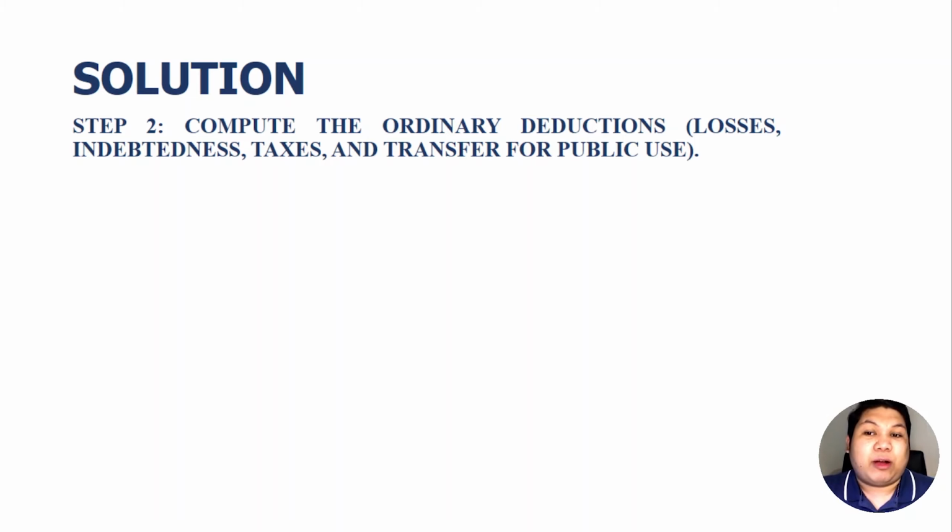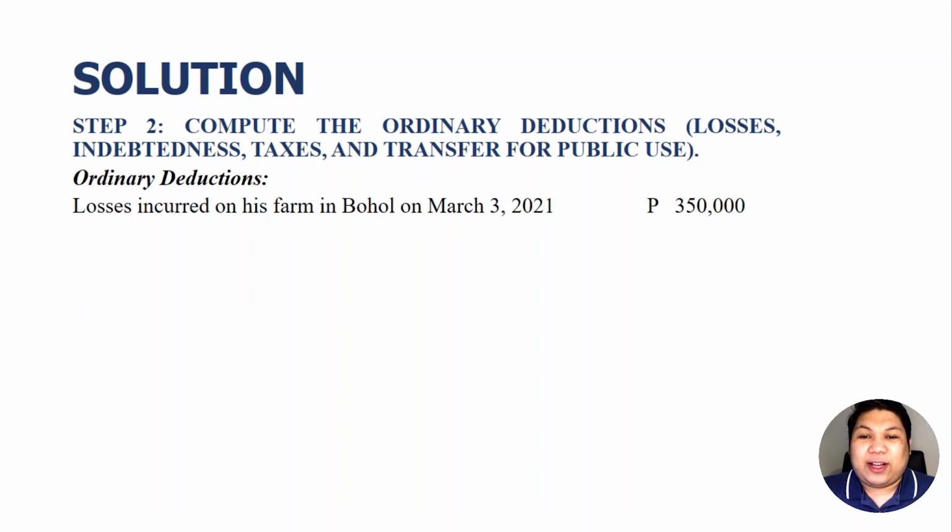So since there is a property which was subject to vanishing deduction, that was actually the agricultural land which was inherited 2.5 years ago. So we will first compute the first 4 ordinary deductions: losses, indebtedness, taxes, and transfer for public use, because later on in our step 3 we will compute the vanishing deduction. Okay, so our ordinary deductions, we have losses incurred on his farm in Bohol. Again, that is deductible because this is a legit deduction.